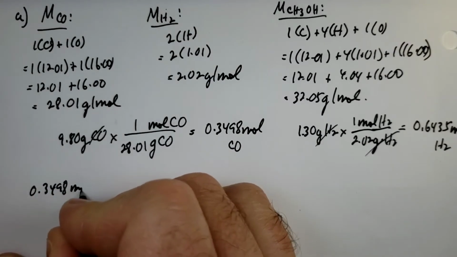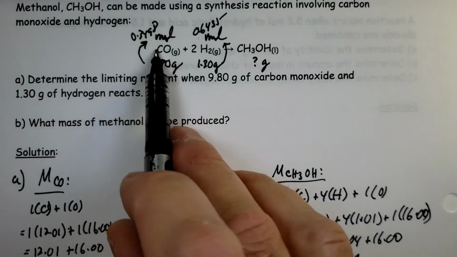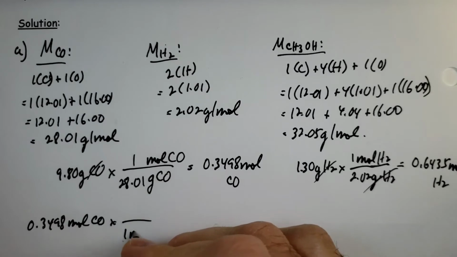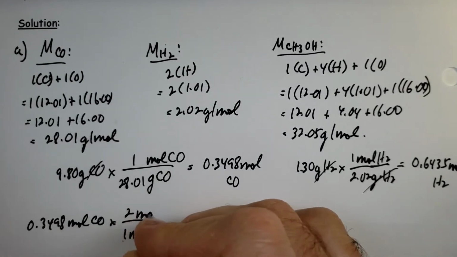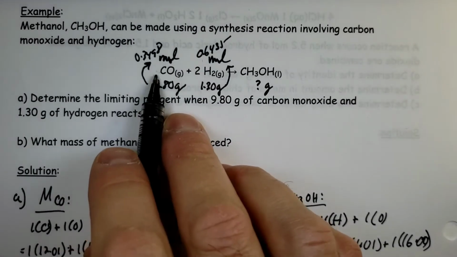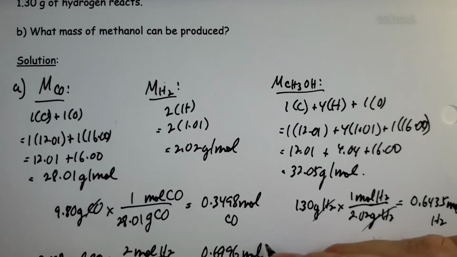0.3498 moles of carbon monoxide, and according to this, of course, 1 mole needs 2 moles of hydrogen. 1 to 2. 1 to 2. So that's going to give me 0.6996 moles. I'm just writing a few digits here, not rounding off just yet.